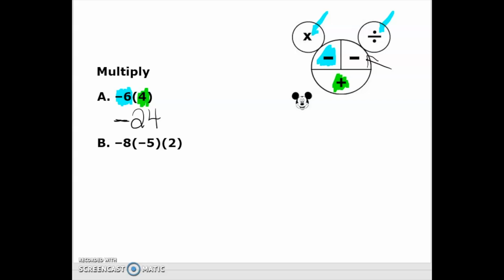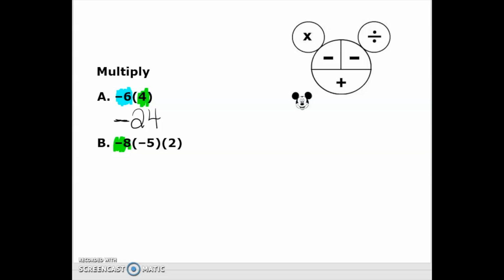Then we're going to use our Mickey Mouse again for the next problem. Now, people always ask, what if you have more than two numbers? Well, remember, we only multiply 2 at a time. So we're still going to use the Mickey Mouse for the first two numbers, and then clear the board, and then use it again for the second two.